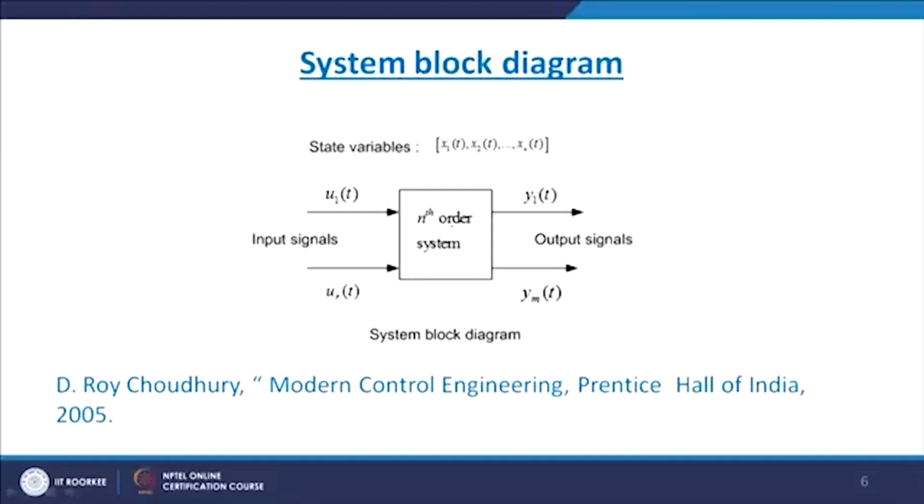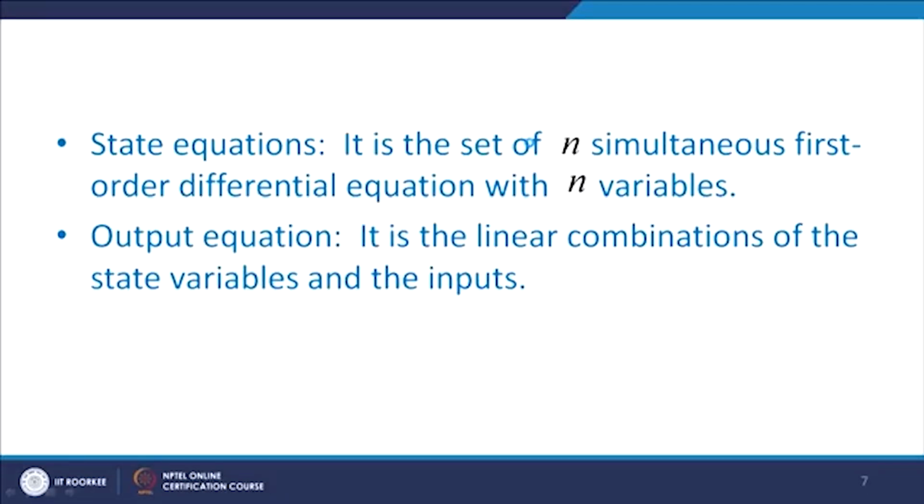Now the representation. As I told you, this is a plant, an nth order system. The inputs are coming: input signals u1, u2, up to ur, and the outputs are y1 up to ym. So m is the number of outputs, r is the number of inputs, and this is the nth order system, in which the states x1, x2, up to xn are involved. From this we can also define the state equation: it is a set of n simultaneous first order differential equations with n variables, and the output equation is a linear combination of the state variables and the inputs.